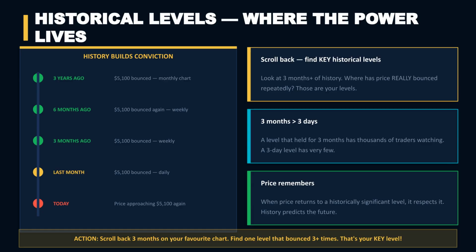In my trading room, we're constantly looking at the past. We're asking, where has price bounced before? Because that history predicts the future. A level that held for 3 months and now price is approaching it again? That's a strong setup. We're ready to trade it.